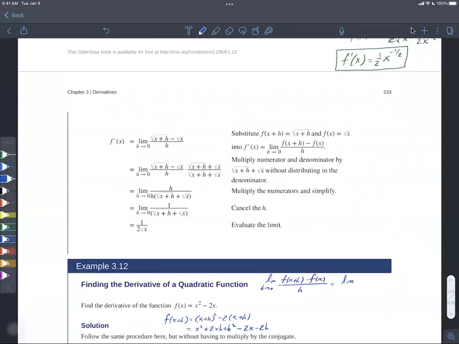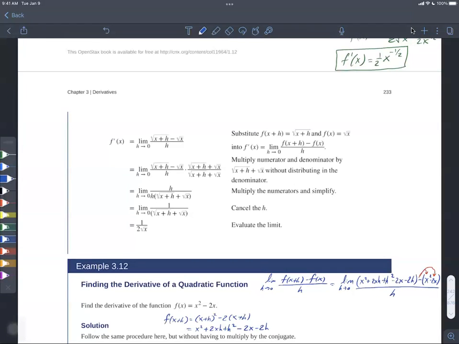The limit as h approaches 0 of f of x plus h, x squared plus 2xh plus h squared minus 2x minus 2h. That's f of x plus h minus f of x. f of x is x squared minus 2x. Make sure to put the parentheses there so you can distribute this negative sign in the numerator, which I'll show next. We distribute this negative sign. This is a common thing that gets forgotten.